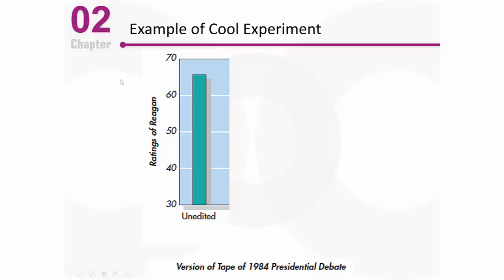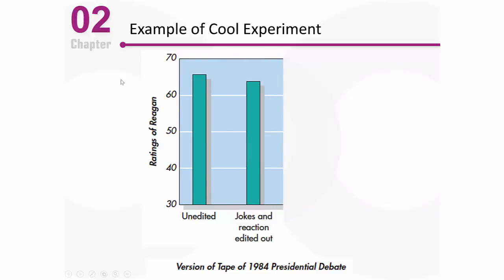So here would be the first group right here. The second group saw that exact same segment, but the jokes and then the reaction of the audience when they were laughing, that was all edited out. And you can see that they rated Reagan almost exactly as highly. All right, so we can see here the jokes and the reaction from the audience, they essentially had no effect, because you can take all that out and the people are still rating President Reagan as pretty high, pretty strong.